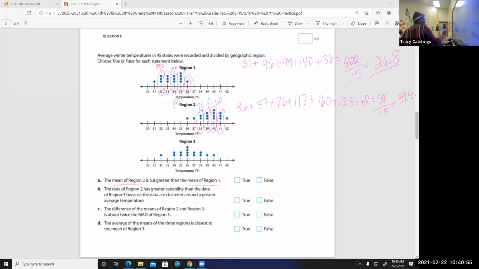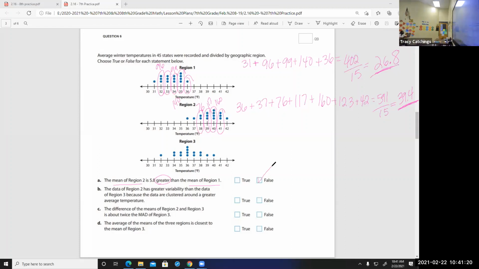All right, they said the mean of region 2 is blank greater. So would you say 39 is 5.8 more than 36? What's 36 plus 5? 41. Is 41 close to 39? No. So I'm going to say that's false.